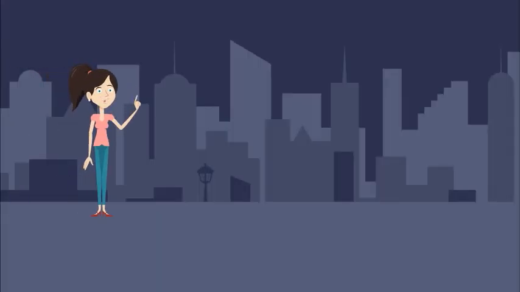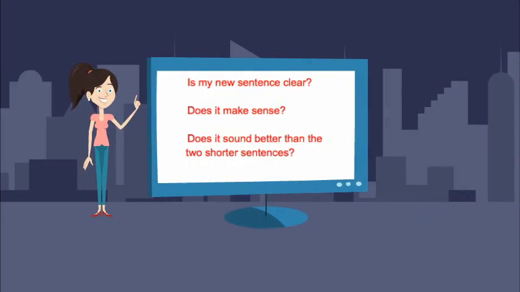After sentence combining, please be sure to read your sentence carefully, asking yourself the following questions. Is my new sentence clear? Does it make sense? Does it sound better than the two shorter sentences?